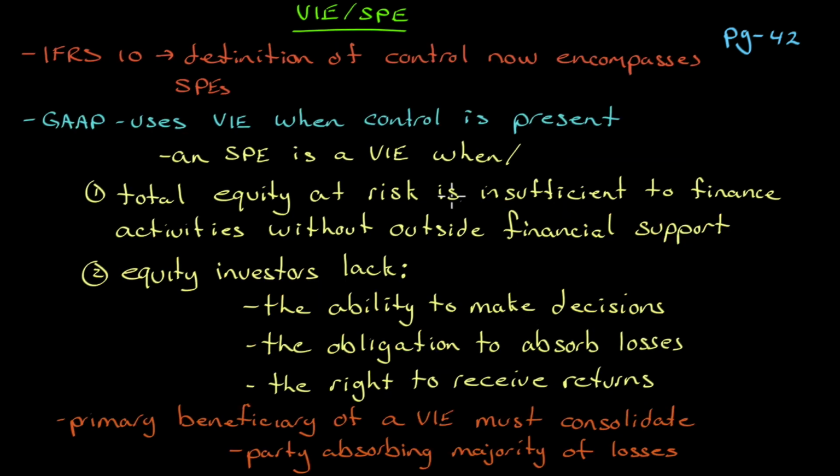So we mentioned this earlier, IFRS 10, when we talked about the evolution of how we accounted for business combinations. We went from pooling of interests to purchase method to acquisition method. And the first thing we dealt with there is that IFRS has a new definition of control. And that definition of control now encompasses SPEs. So they don't even change the name. An SPE, if the definition of control is there, it has to consolidate.